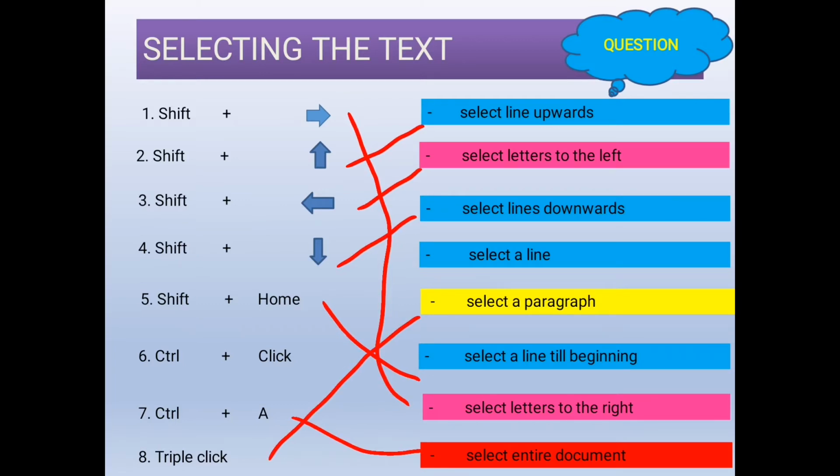Okay, based on these 4 direction keys the text gets selected. In addition to that, shift plus home will select a line till the beginning. Control plus click selects a line. Okay, I missed this one. Control plus click selects a line. Control A selects the entire document, and triple click on the paragraph means your whole paragraph gets selected. Okay, the particular paragraph gets selected.